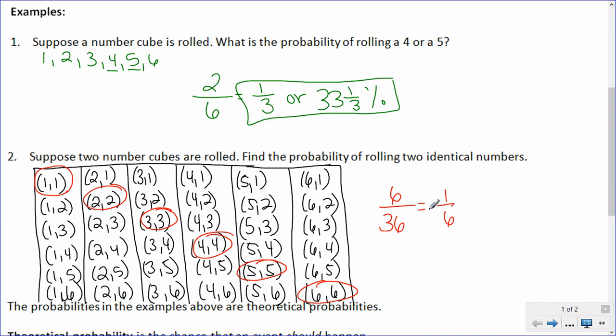And then if we change this to a decimal and then to a percent, 1 divided by 6, and then move the decimal over 2 places, this comes out to 16.66666 repeating, which of course we know that 6 repeating is just 2/3. So there are our answers for example 2.